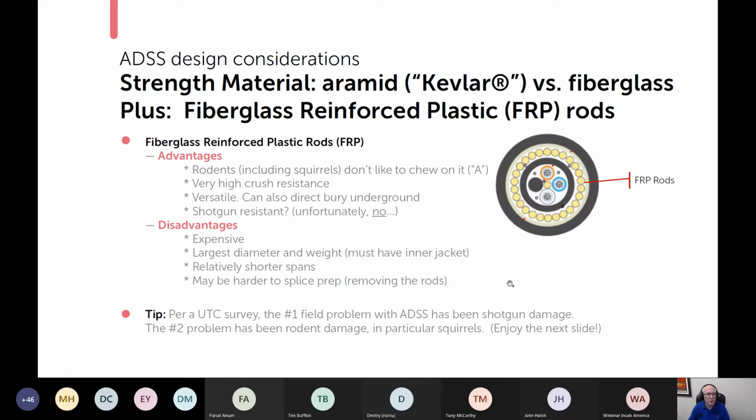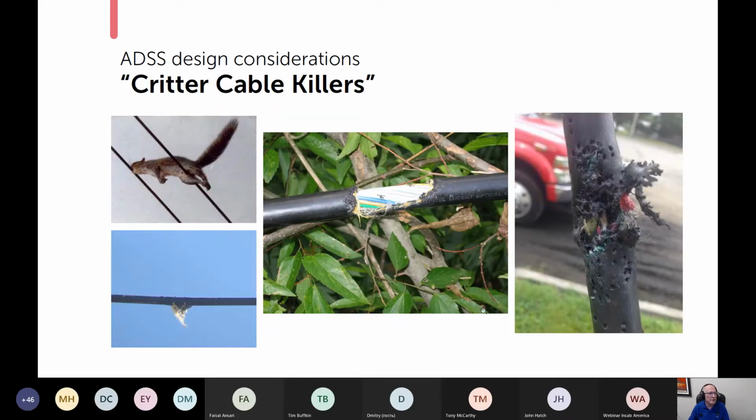And I made a comment here, enjoy the next slide when we think about critters. So here's what they actually do in the field. And I will note, this was submitted to me as an example of critter damage, but the more I look at this picture, the more I wonder if that's not actually shotgun damage. But anyway, it could have been somebody shooting at a critter on the cable. And then this picture just amuses the heck out of me. I do not understand what this little guy was thinking.